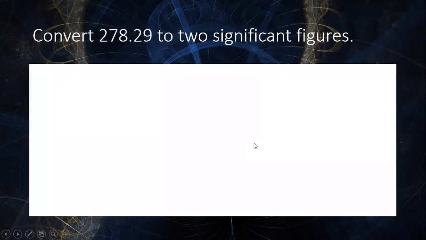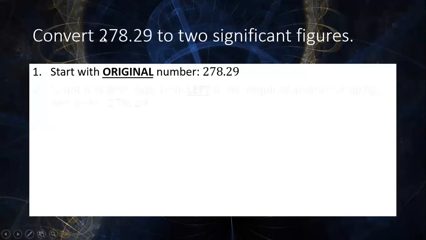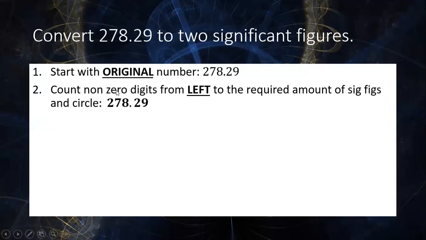So now we're going to look at significant figures. We're going to look at this number, 278.29, and start with the procedure. We're going to start with the original number, which is 278.29. Then we're going to count the non-zero digits from left to the required amount of significant figures and circle. So before we even understand the amount of required significant figures, let's check how many significant figures we have in this number.